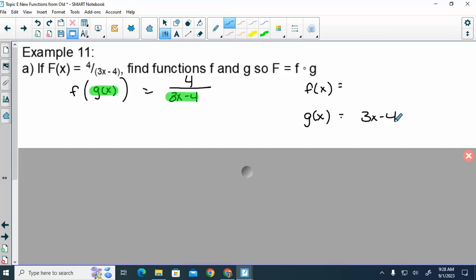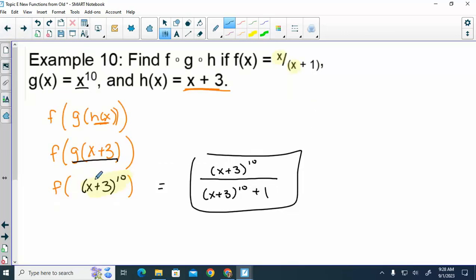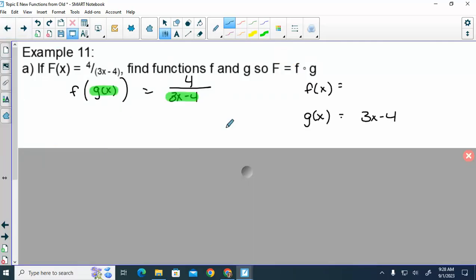Okay, so think about what you do in a composition. We take something and we replace the x with it, right? So if I'm going backwards, if I take that something out, that means this was just an x to begin with. So function f would have been 4 over x. And you can always check it by just composing them and making sure you got the same answer. Okay, so your inside function is like the first thing you would do if you were evaluating it.